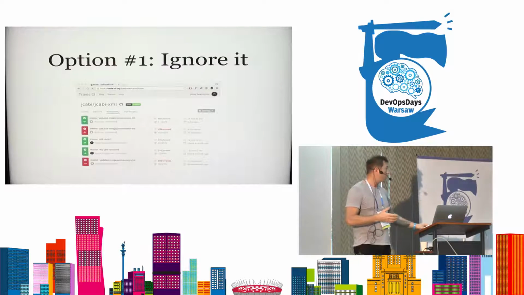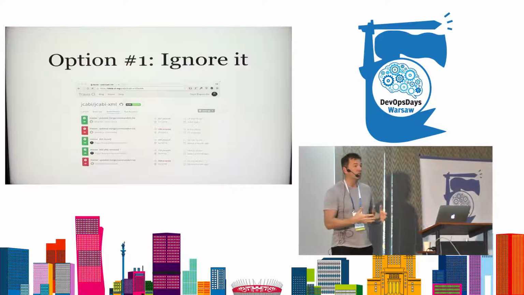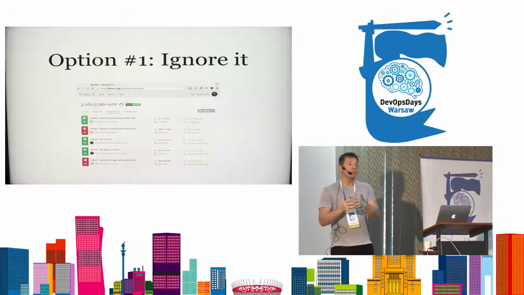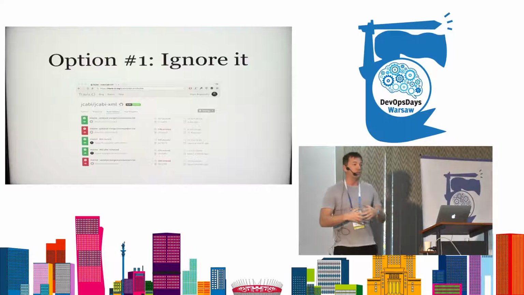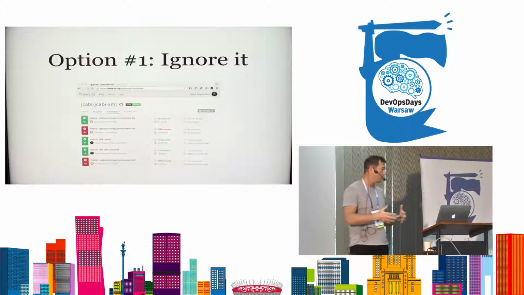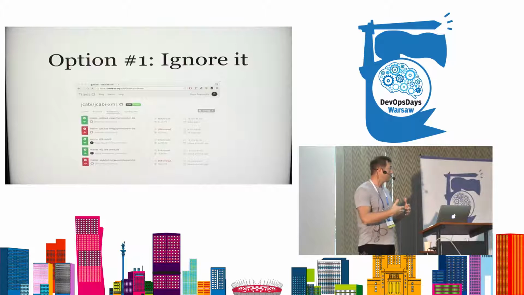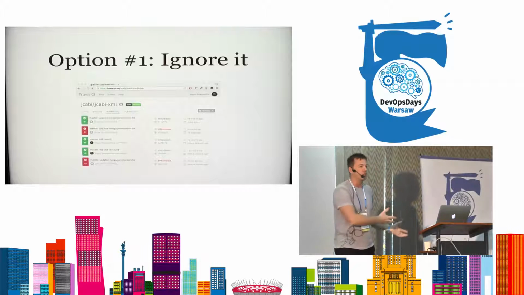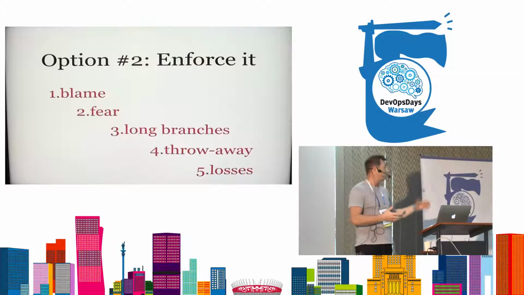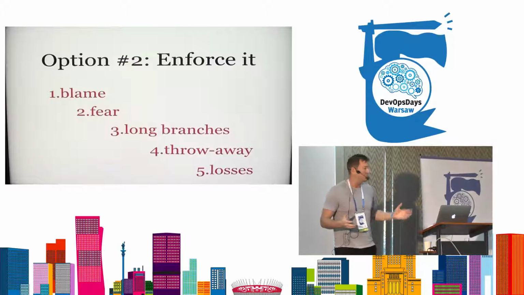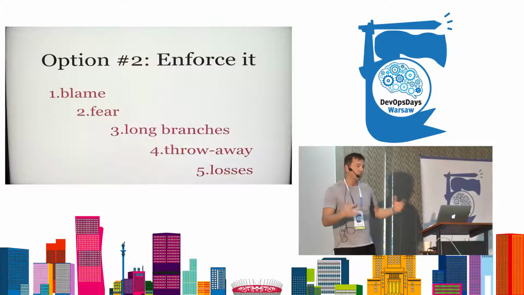So the option number 1 is ignore it. The option number 2 is enforce it. In both cases, we'll lose. In both cases, continuous integration actually doesn't work, and it causes damages to the whole team. Because in case of ignore it, it's just waste of resources and time, which we put to install this server, to keep it running, to pay attention to these flags and everything. In case of enforce it, we basically damage the team because we have losses. We have people working on something which is not needed anymore.